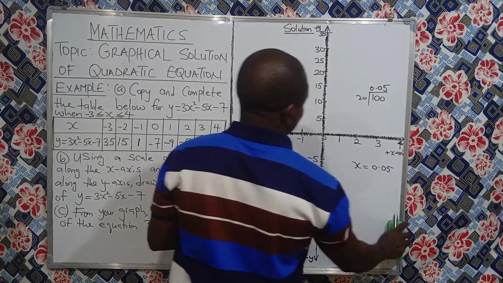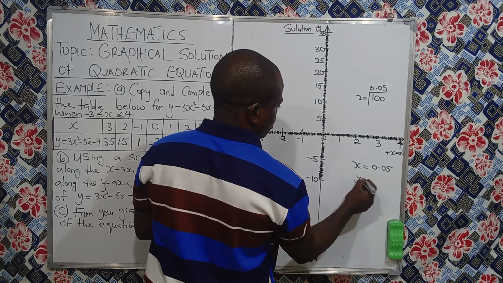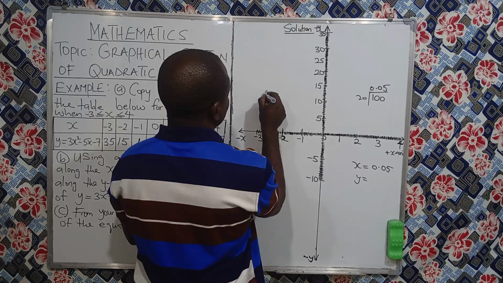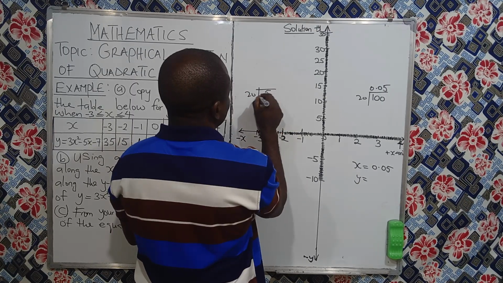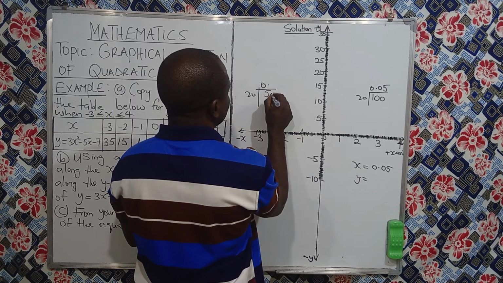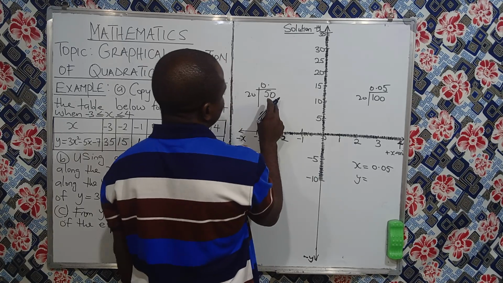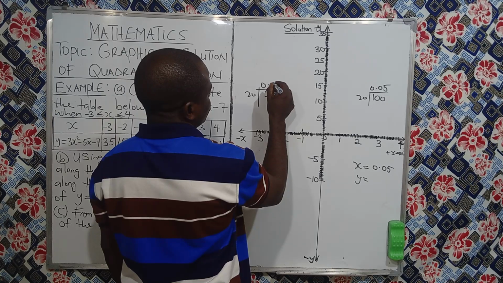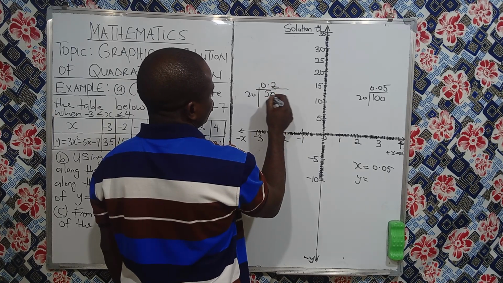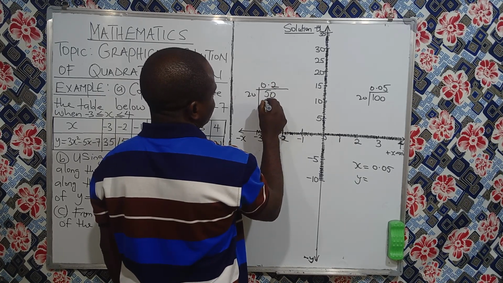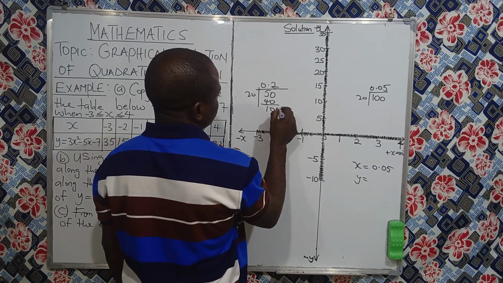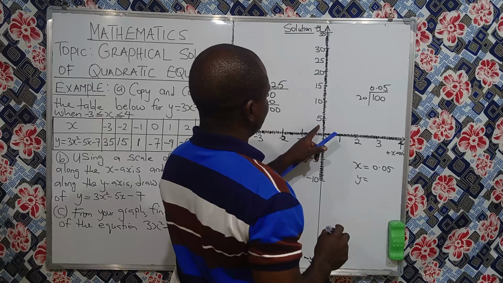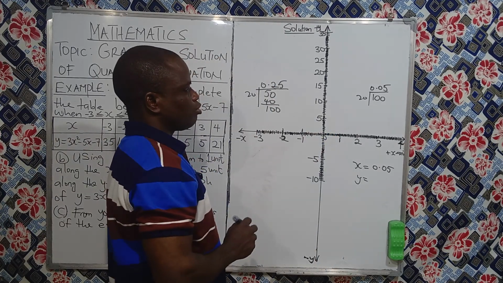Now, for the y-axis, 5 divided by 20. 20 goes in 5, 0 point, add a 0. 20 goes in 50, that's 2. 20 times 2, that's 40. 10, add a 0. 20 goes in 100, that's 5. Each box here is 0.25.